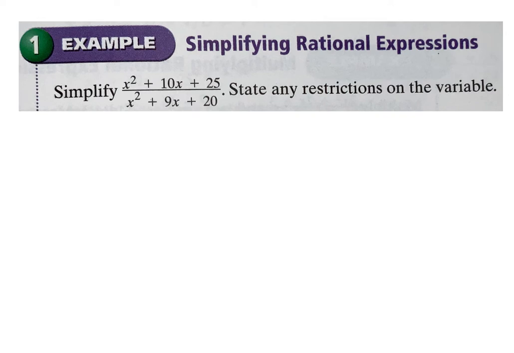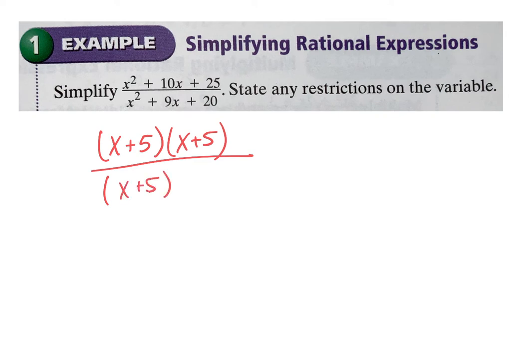So right now we're going to say factors of 25 that add up to 10. That's easy. What is that? Yeah, so it looks like this. x plus 5 times x plus 5. What about the bottom? Factors of 20 that add up to 9. Yeah, they're both plus, and it's 5 and 4, right? All right. This is the point where I would determine holes and vertical asymptotes, right?